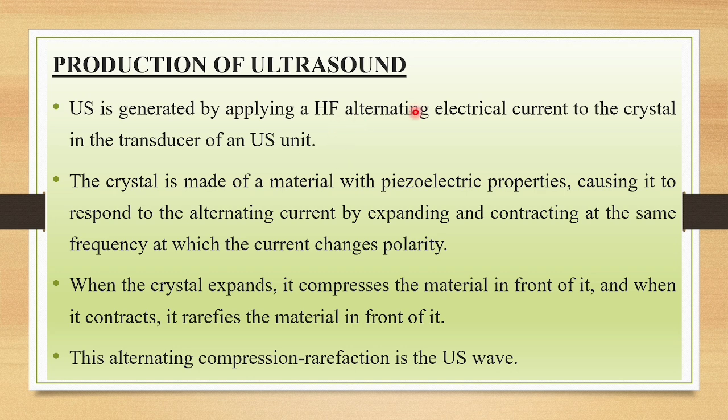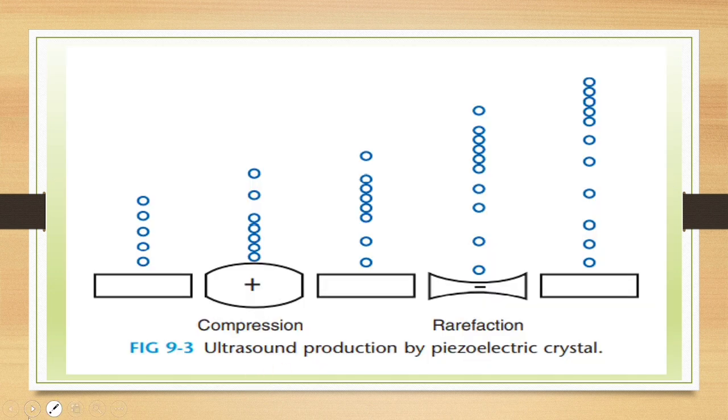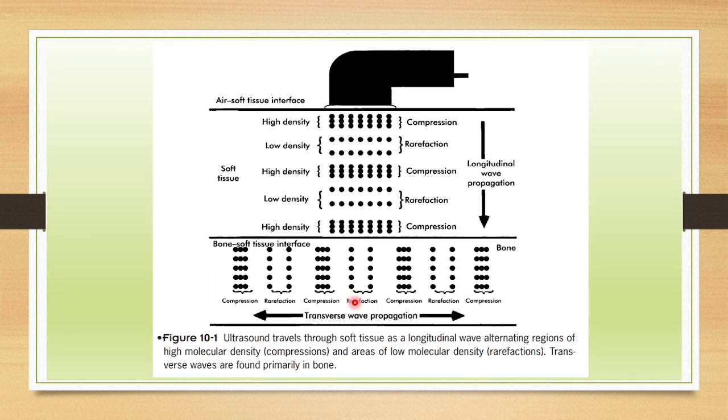So because of the high frequency electrical current passed through the transducer to the crystals, this crystal will have a property that is known as piezoelectric property, and because of this property, this crystal will go for deformation by alternately expanding and contracting, and later produces this alternate compression rarefaction motion, and because of this ultrasonic waves are produced. So this is the compression and rarefaction of the piezoelectric crystals.